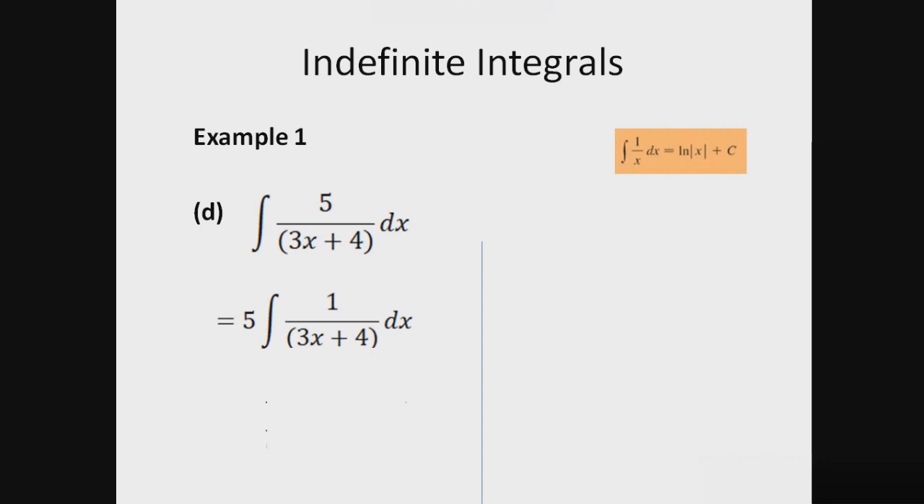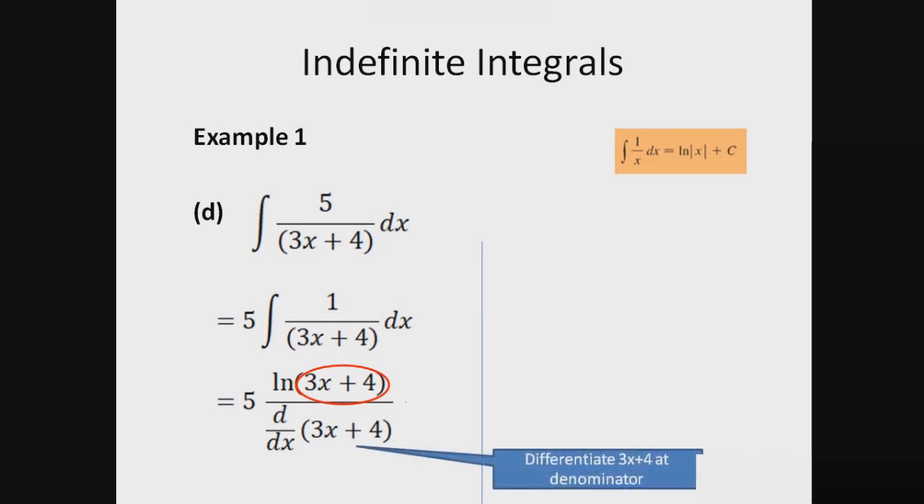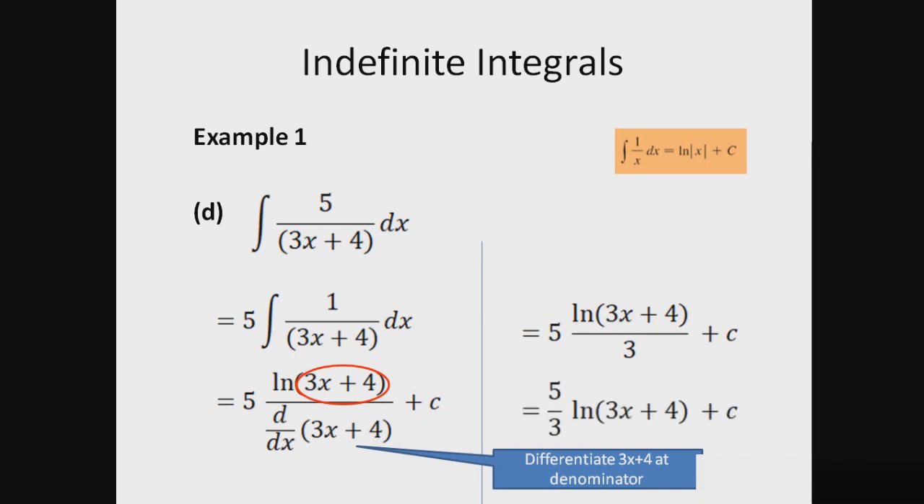Okay, so it is the same with this case, where we can integrate 1 over 3x plus 4. Now it becomes 5 multiplied by ln 3x plus 4. As you notice, we have another function inside ln, which is 3x plus 4. So we must differentiate 3x plus 4 at the denominator. And then don't forget to plus c. And after that, we get 5 ln 3x plus 4 over 3 plus c. Then rearrange, we get 5 over 3 ln 3x plus 4 plus c.